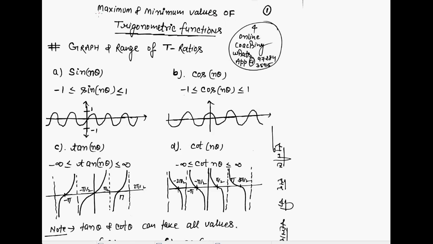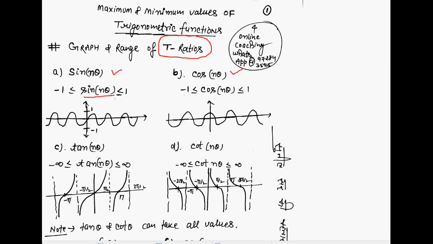Today we will start a very important topic named maximum and minimum values of trigonometric functions. We can set trigonometric ratios sin theta, cos theta, etc. First we see the range of all the trigonometric ratios. Sin theta and cos theta.